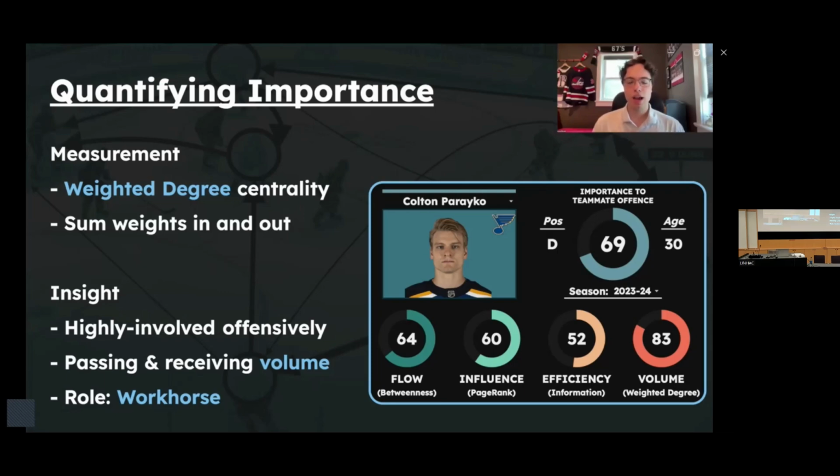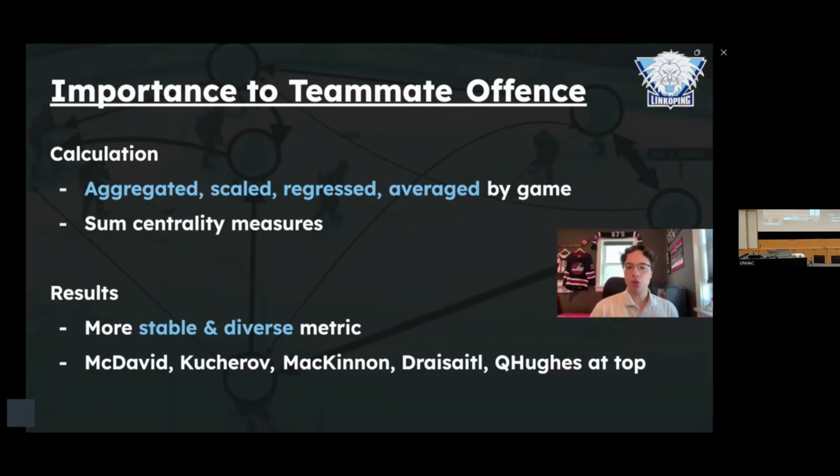So as you can see, we have these 4 centrality measures at the bottom of the profile, with pie charts and in percentile form, but we also have this big 1 number importance to teammate offense metric. So how do we essentially come about that? What we've done is we've aggregated the data for each team game throughout the season, get the centrality measures for each player for each game, scale it by position, regress it for smaller samples, and average them out. Then we sum these centrality measures, all 4 together, to get our importance to teammate offense score.